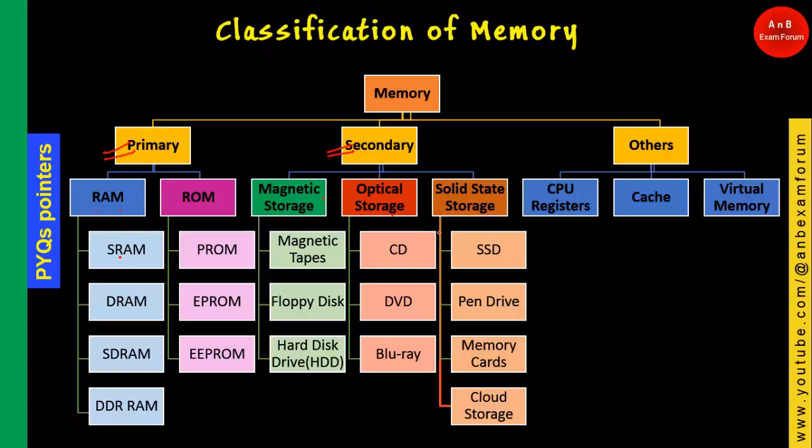Whereas in solid state, these are commonly secondary memory used in the computers. Apart from these, there are certain other memory like CPU registers, cache, and virtual memory that we are going to discuss in the upcoming slides.